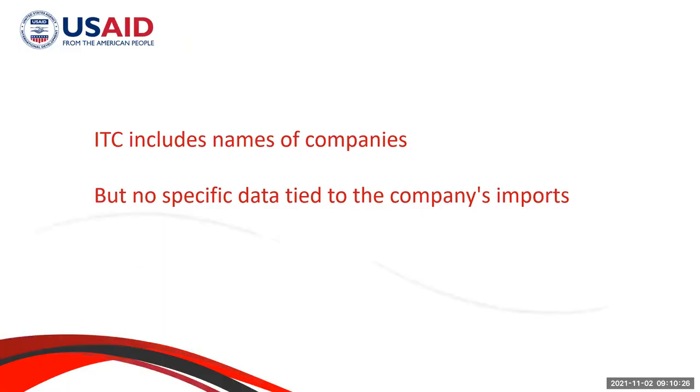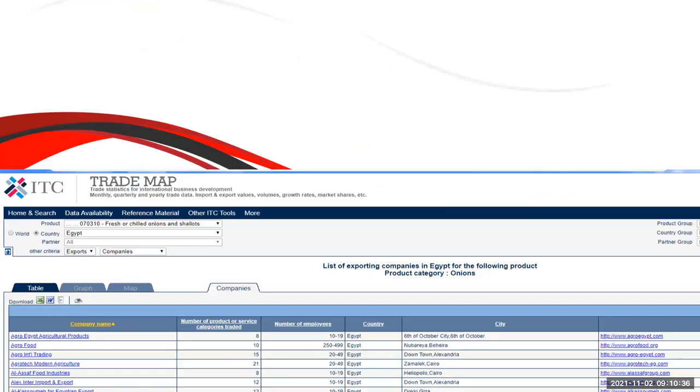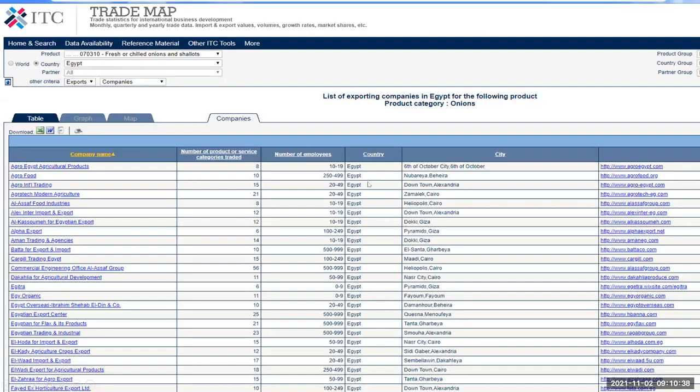Now, ITC, as I said earlier, includes the company names, but it doesn't contain specific data on what they're importing, when, or the quantities. We'll get to that in a second. So here, for example, we're listing all the products of companies in Egypt that are importing onions. And here they are. And this is a type of data.